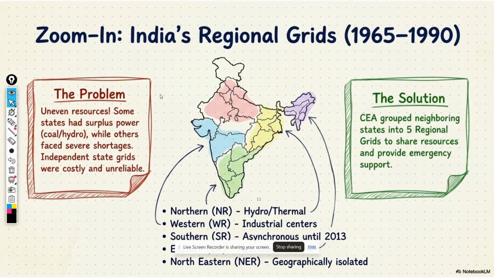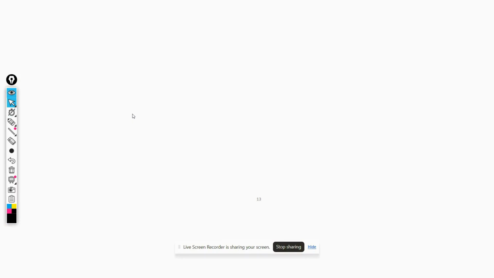So, for this problem, the government of India and the Central Electricity Authority realized that operating each state independently was not the best solution. Instead, they decided to group neighboring states together. These groups became known as the regional grids. Each regional grid connected multiple states through high voltage transmission lines, allowing them to exchange electricity whenever required. So, we will discuss the objectives behind the formation of regional grids.